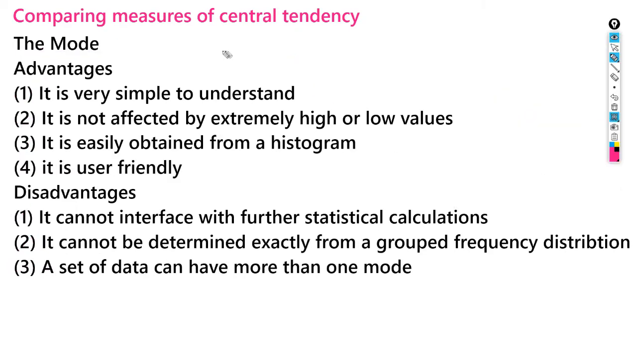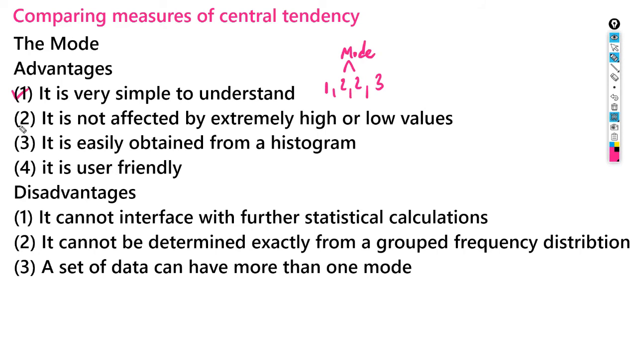Okay. All right, guys, great. So we're gonna be looking at the advantages and disadvantages of the mode. And the first one says it is very simple to understand, and that's really true. Let me give you an example. If you have 1, 2, 2, and 3, then clearly 2 is the mode because it occurs the most, and that's really simple to understand.